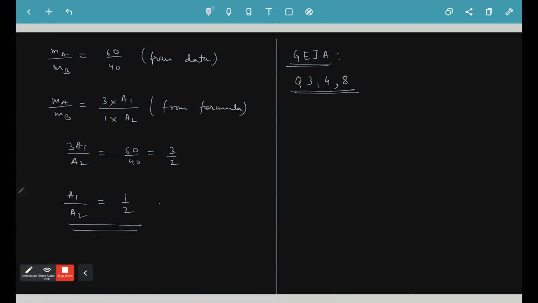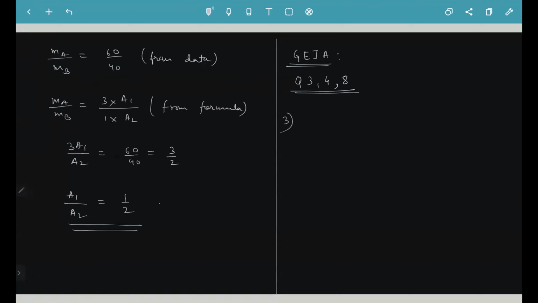Done with questions number 3, 4 and 8. Have you got the answers? Question number 4 is A, 3 is B. One second. You have got the answer as B for 3. Question number 3 is similar. What is question number 3?